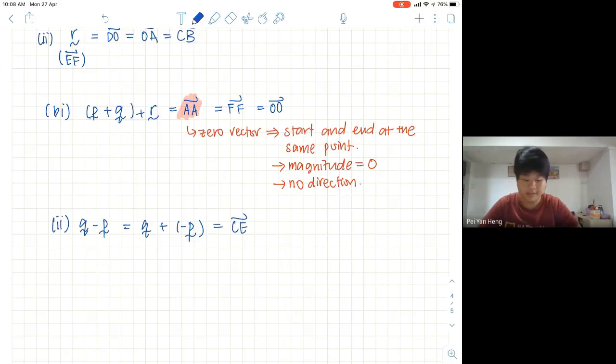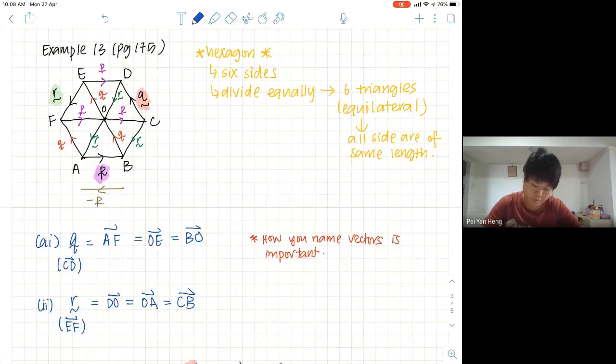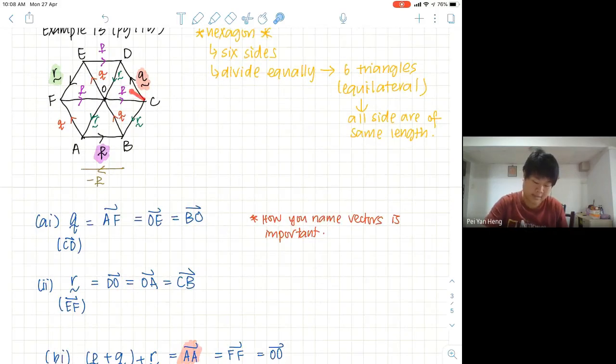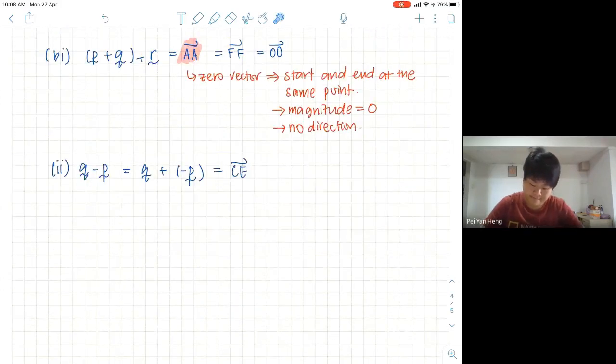Okay, so is this the only answer? No, I can have many other Qs. I can have this, then I do this. I can have BF as my answer. It depends on which vector Q you are picking. Or if you think about it, CE, which other vectors has the same direction as CE? We can do this. This is equal to BF. So this is actually the same as BF as well. They are equal vectors.